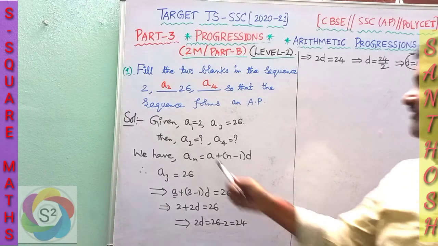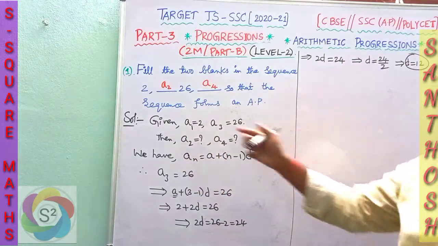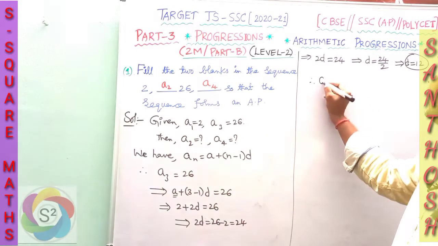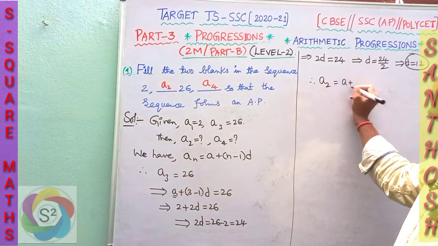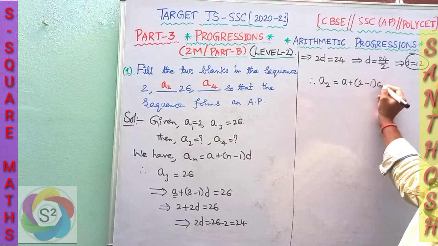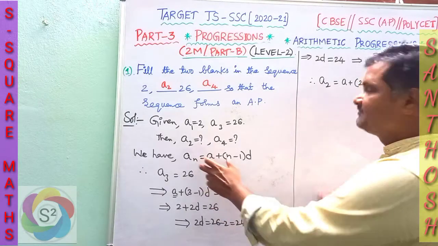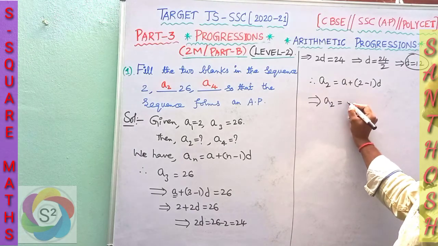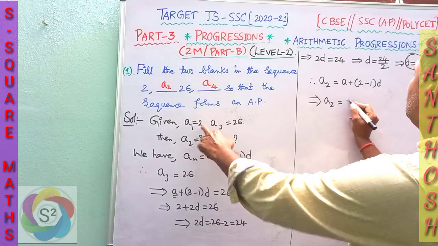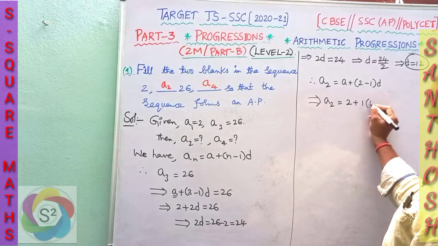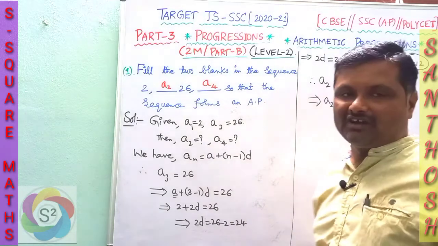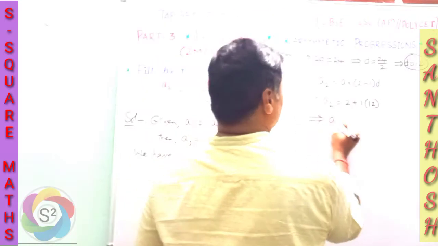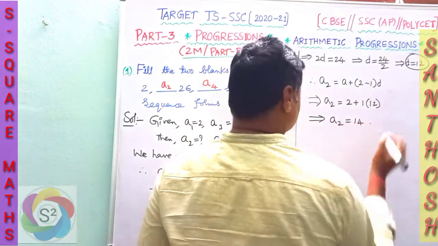So here we have the A value and D value, then very easily we can go through the second and fourth term. Therefore A2 is nothing but A plus 2 minus 1 into D by the definition of An. So this implies A2 is equal to A, the first term, 2 plus 1 into D, which is 12. 1 into 12 is 12, 12 plus 2 gives you 14. So the second term is 14.